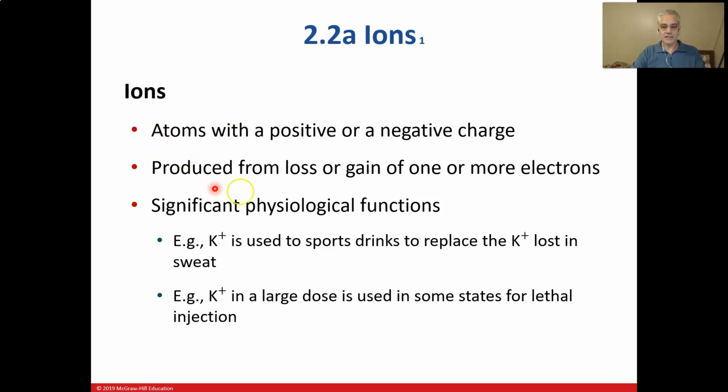An ion has a positive or negative charge. You produce an ion from either losing or gaining electrons. You could gain 1 electron, you get a negative 1 charge. You could gain 2 electrons, you have a negative 2 charge. Or you could lose 1 electron, you have a positive 1. You could lose 2 electrons, you have a positive 2 charge. It's just because those charges don't balance anymore.